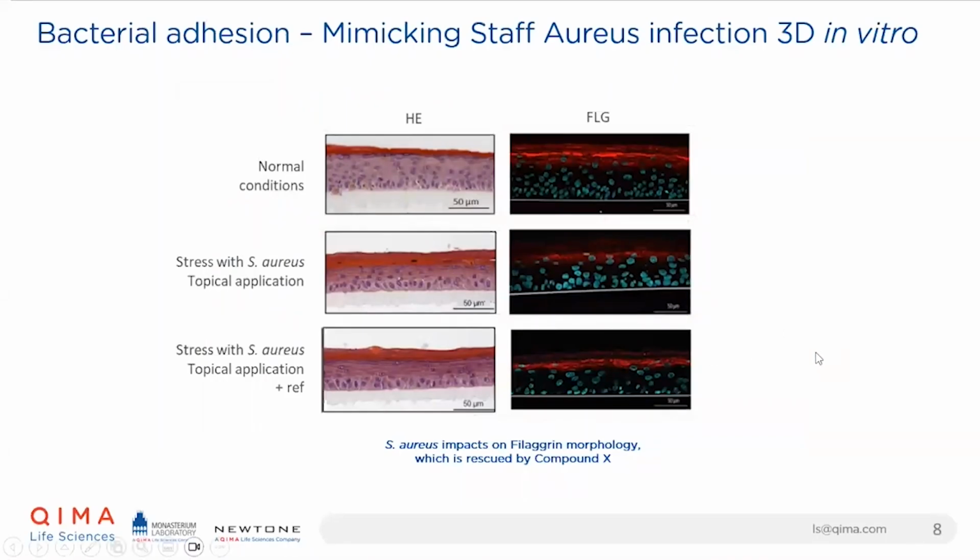Several assays are available to study the effect of microbiome dysregulation, and particularly the impact of Staphylococcus aureus associated or not with filaggrin deficiency. On this slide, you can see the topical application of Staphylococcus aureus at the surface of the epidermis will induce a decrease in filaggrin expression. You can see here a decrease of the red staining in the middle epidermis. This inhibition can be rescued by the application of compounds. See the epidermis at the bottom of the slide, where we can see an increase of filaggrin expression after a topical application of compound X, for example.